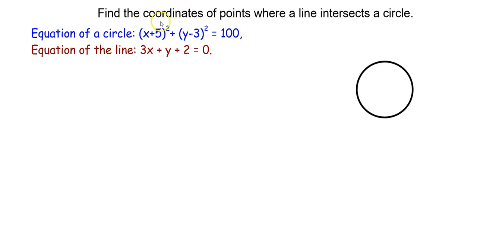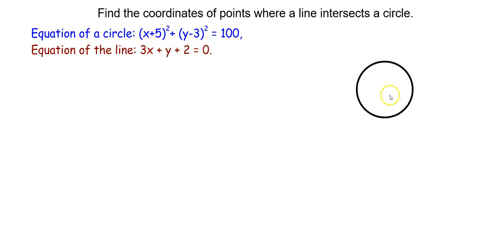In this video, we are going to learn the process of finding the coordinates of points where a line intersects a circle. So we have an equation of a circle, that is (x + 5)² + (y − 3)² = 0. That is the circle equation. And the equation of a straight line is 3x + y + 2 = 0.